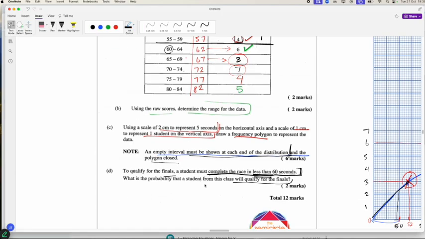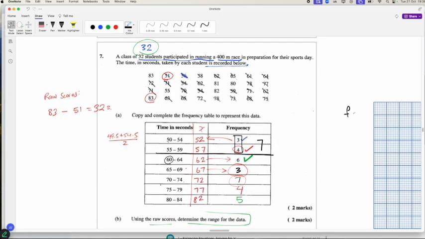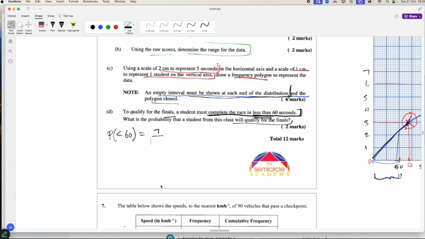So what is the probability that a student from this class will qualify for the finals? The probability of choosing somebody with less than 60 seconds is what they're asking for. That'll be 7 out of the total, which is how much? 32? 0.22.